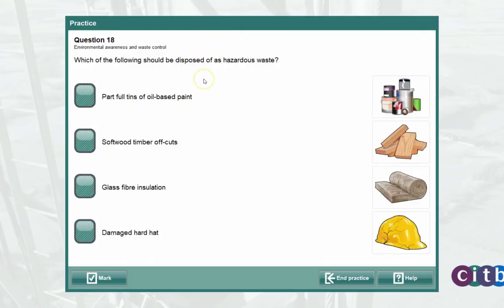Which of the following should be disposed of as hazardous waste? Part full tins of oil-based paint. Softwood timber offcuts. Glass fibre insulation. Damaged hard hat.